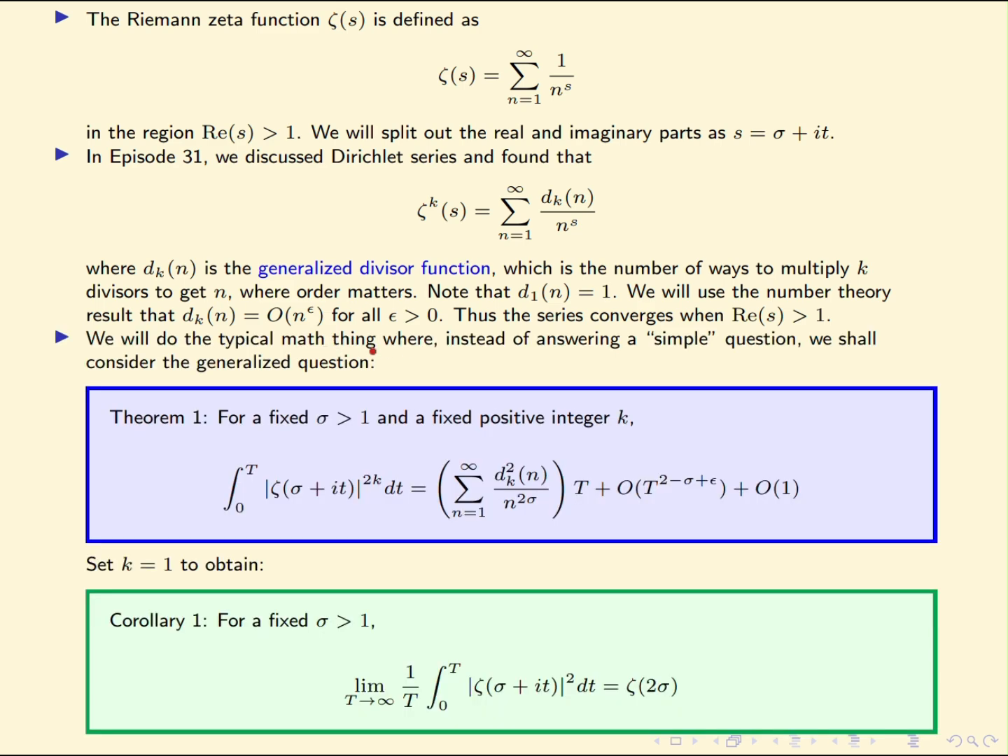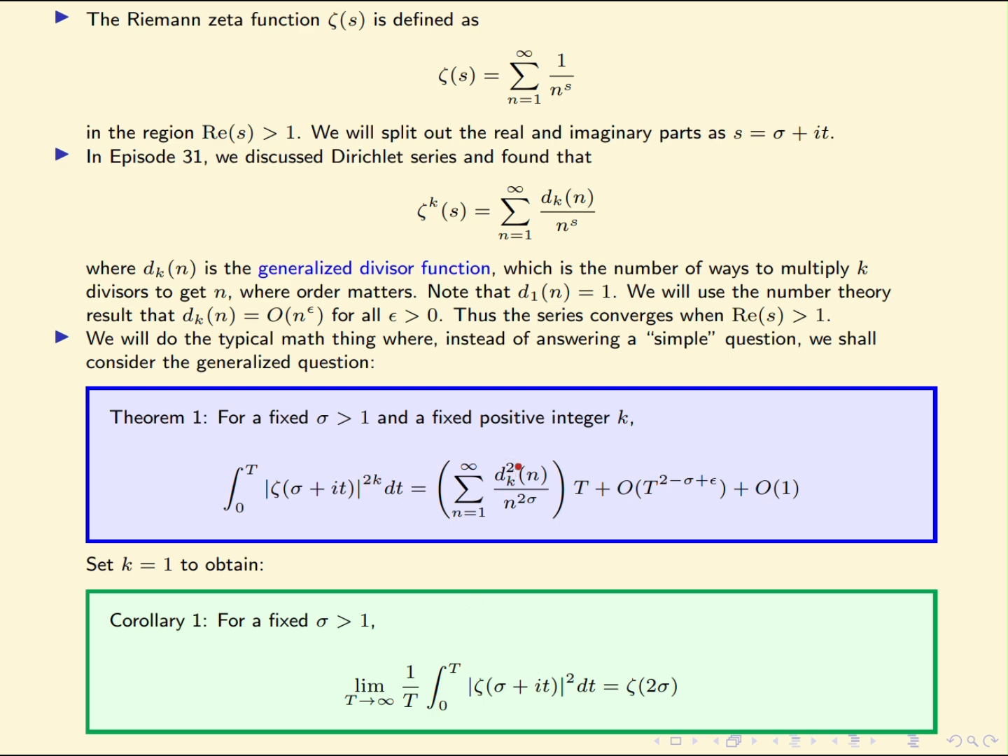Okay, so we're going to do the typical math thing at first, where instead of answering a simple question, we're going to consider the generalized question. So theorem 1: for a fixed sigma greater than 1 and a fixed positive integer k, the integral from 0 to T of the absolute value of zeta of sigma plus it to the 2kth power dt is equal to this sum times T plus a couple of big O error terms. And in particular, if you were to set k equal to 1 in this equation, then the left side is to the second power instead of to the 2kth power.